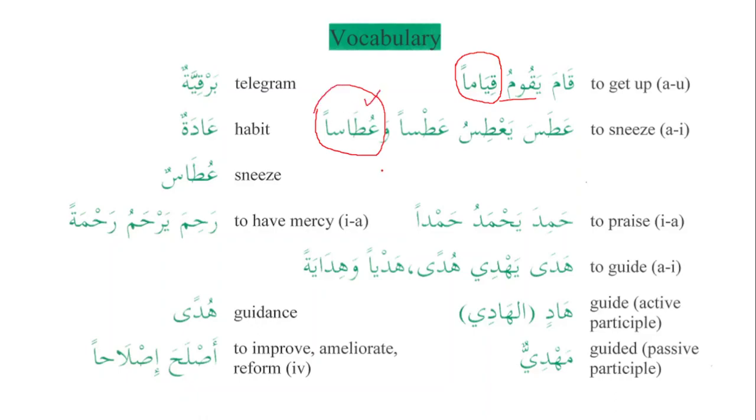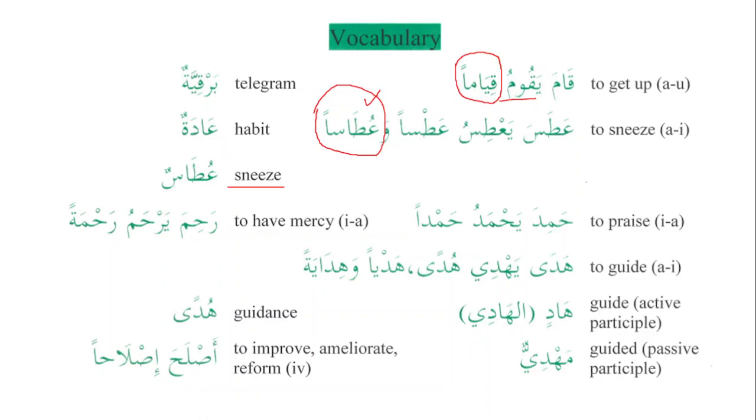عطاس is masdar. And what will be the ism al-fa'il? عاطس. Yeah, if you remember, on the pattern of fa'ilun, atisun. So عطاس basically is masdar, and atis is the person who sneezes, to sneeze. Okay, عطاس, as we can see here, sneeze. رحم يرحم رحمة, to have mercy. حمد يحمد حمدا, we have discussed many times.